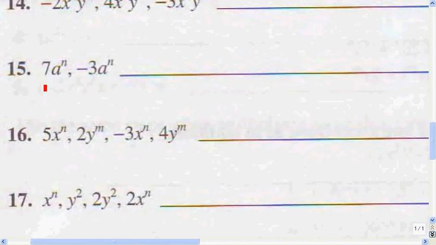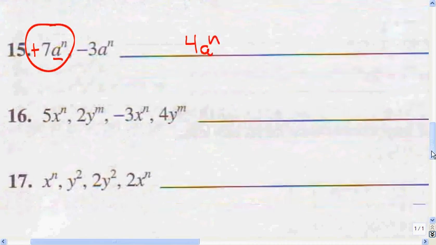Okay, you've got a positive 7an and a negative 3an. Since the signs are different, we're going to subtract. And since the bigger number is positive, we're going to have a positive answer. So 7 minus 3 is 4. And then I just copy the a and the n.